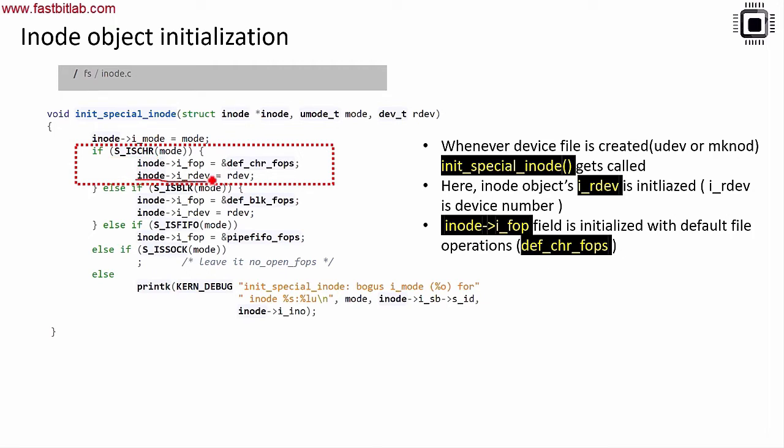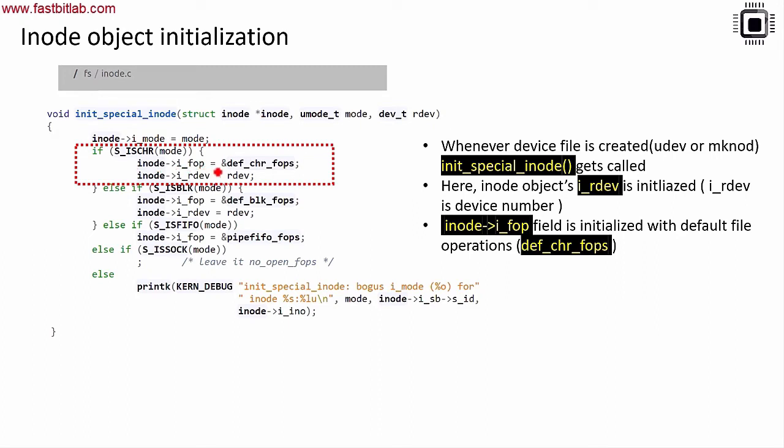The inode's i_rdev, that's a device number, where i stands for inode, is initialized to rdev. That is the device number of the newly created device file, which is passed here. That means now the inode is formed and the inode's device number field is initialized with the device number of the newly created device file. And after that, the inode has one more field called i_fop.